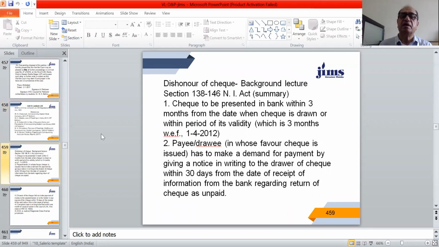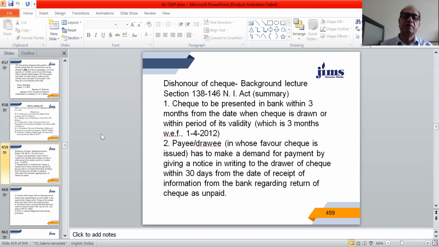Dear students, you must know the summary of section 138 to 146 of Negotiable Instrument Act before you start actual drafting of this complaint. The rule number 1 of this summary is that check is to be presented in bank within 3 months from the date when check is drawn or within its period of validity. Period of validity of a check is 3 months with effect from 1st April 2012. Before that, it was 6 months.